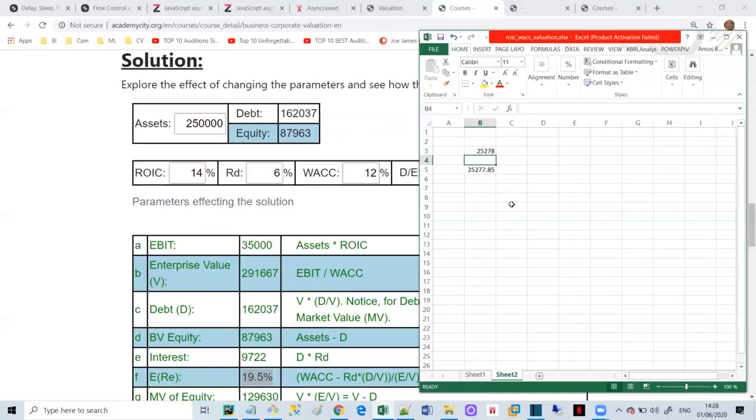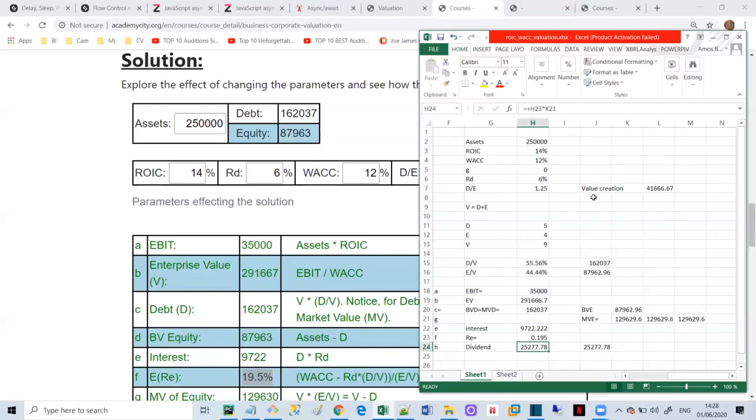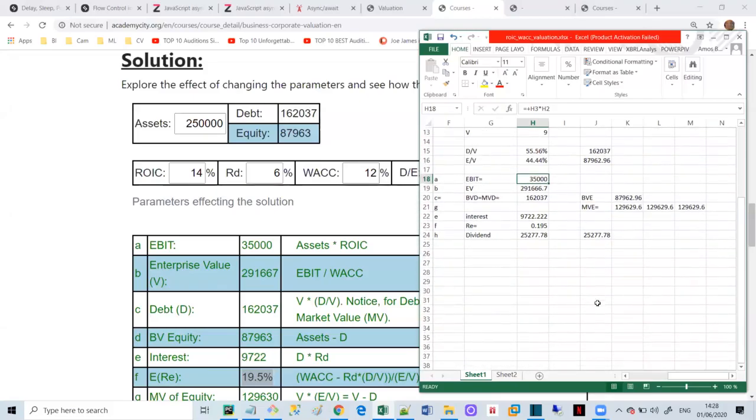Everybody happy? Sorry, could you please repeat the second method to get that number? Yeah. Say how much money you're making? 35,000. Let's go back to the original Excel. Okay? You have 35,000. That's the amount we're making as an EBIT. You see it? Let me make it a little bigger.